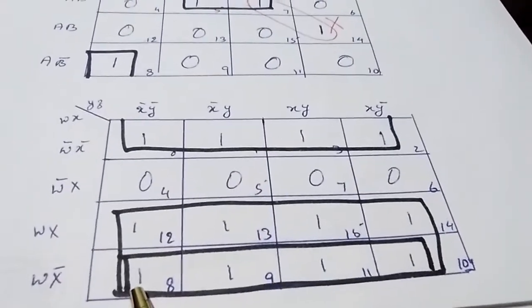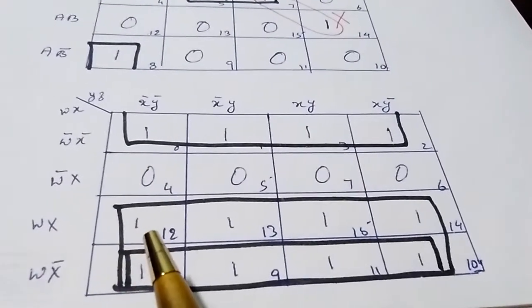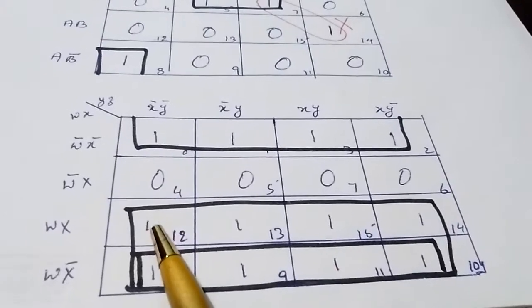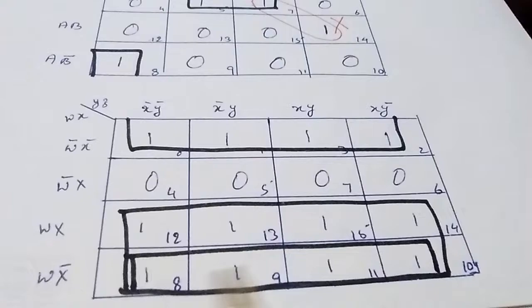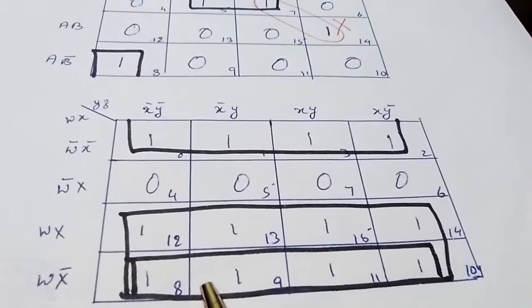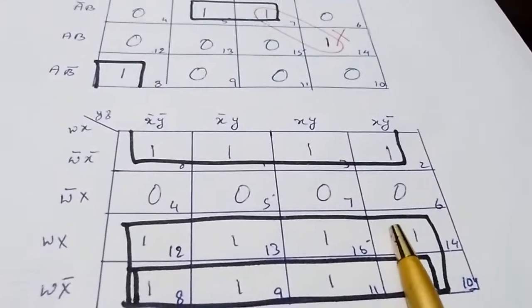In this Karnaugh map we always look for the maximum grouping we can make. So we see that we are having 1, 2, 3, 4, 5, 6, 7, 8 ones together. So we make it as one octet instead of a pair or two quads.